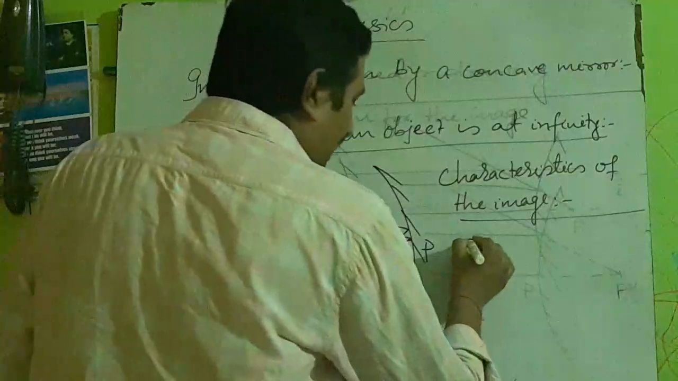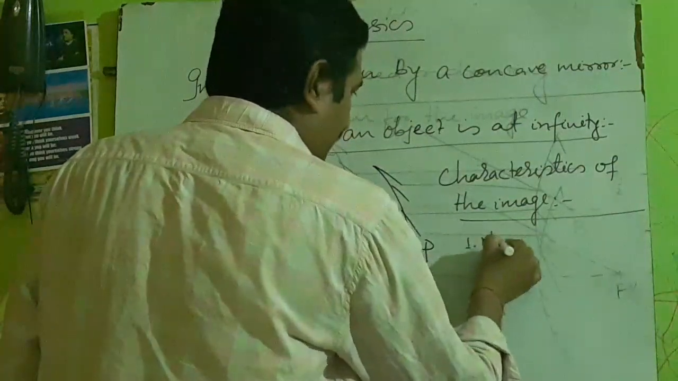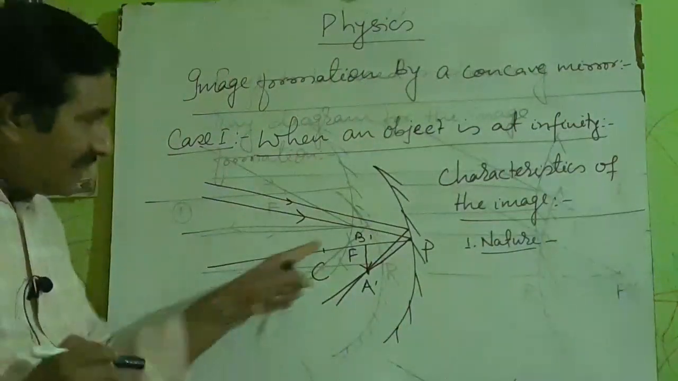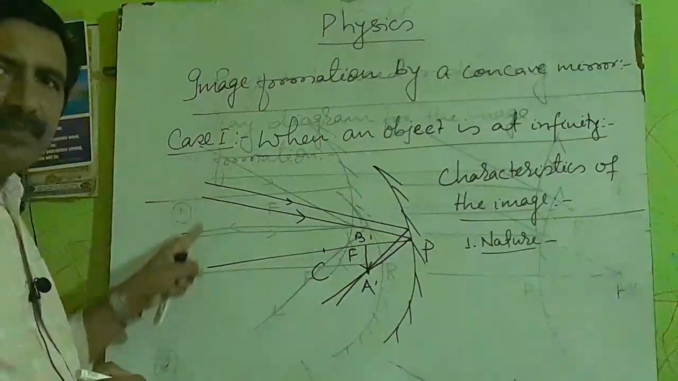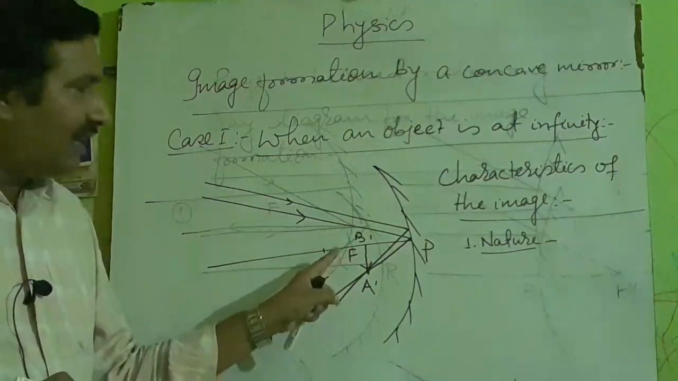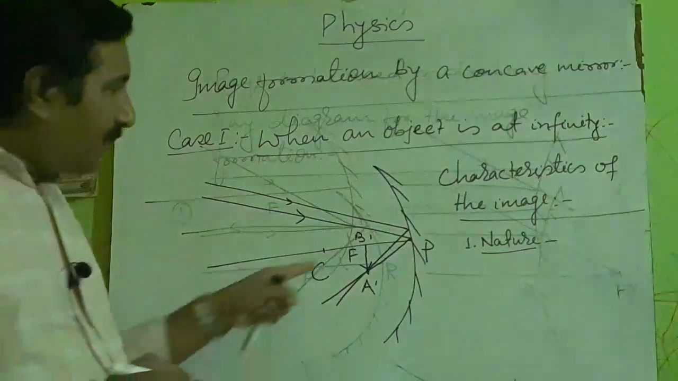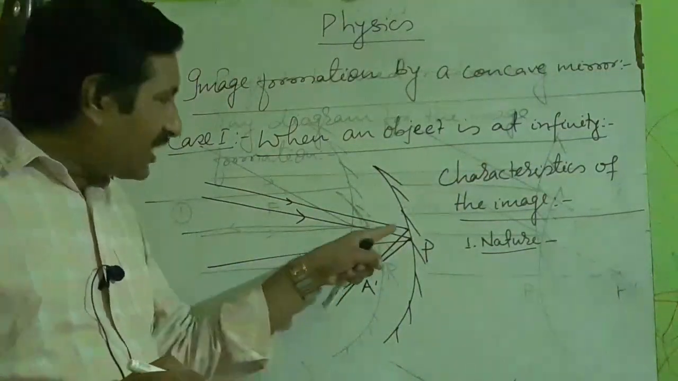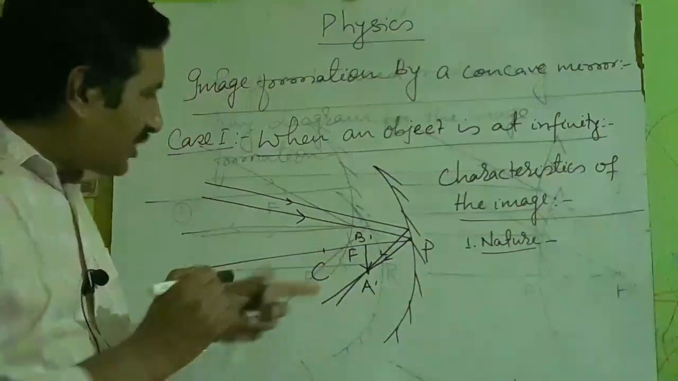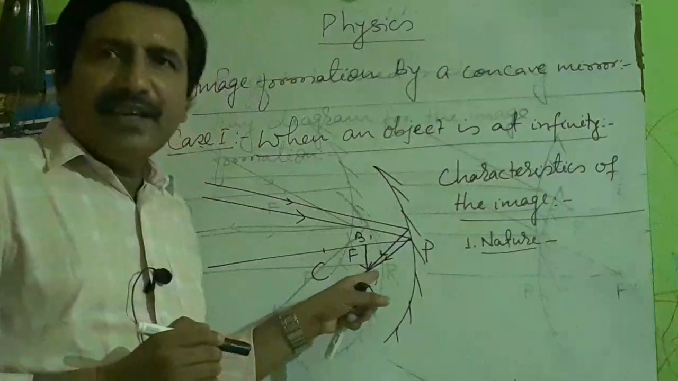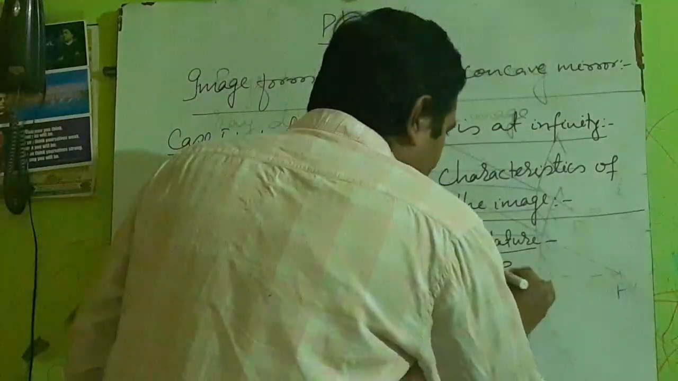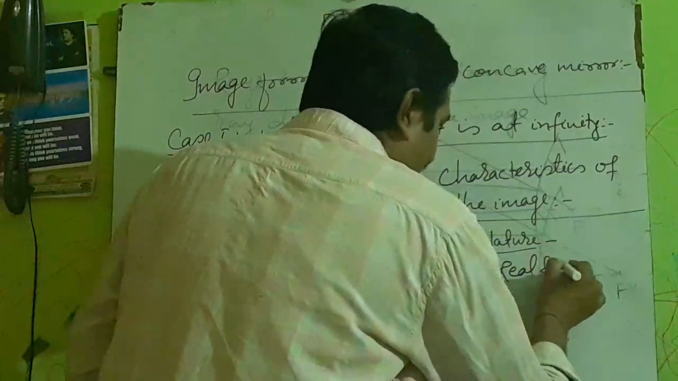First, nature. You can see here the image is inverted. The object was in the upward direction and the image is in the downward direction. The image is obtained due to the actual intersection of reflected rays. These are the reflected rays. They are actually intersecting each other at A dash. So the image is real. That is, nature is real and inverted.